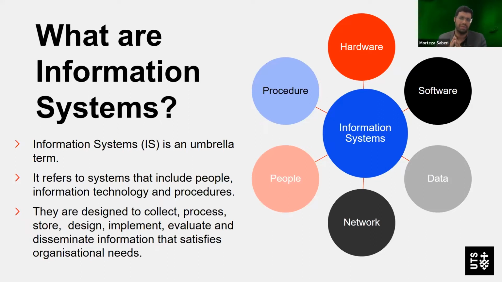But what's the definition of information systems? Pretty much every information system is doing some of these words, as you can see. They are designed to collect, process, store, design, implement, evaluate, and disseminate information based on organizational needs. For a big organization, for sure, we have all of these tasks. For a small one, maybe we should just focus on one part.